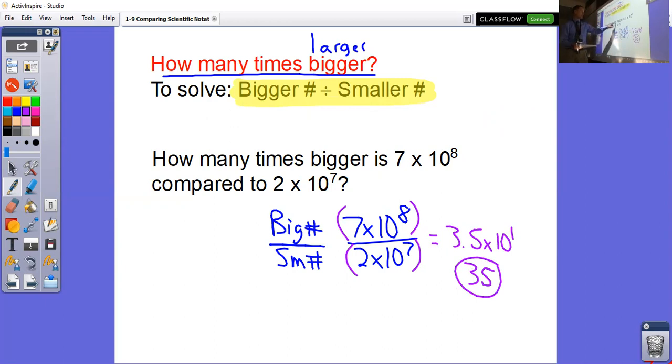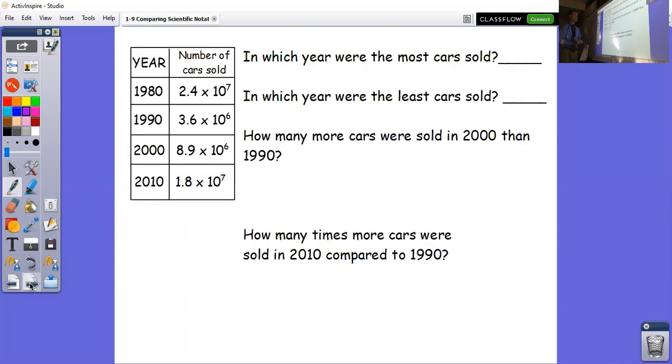And if you really think about it in a word problem, if you're being asked how many times larger is something, well, it's 35 times bigger, all right? You're not probably going to use scientific notation there. So 35 is really the preferred answer. So you're going to have questions like this on your quiz and on your homework.